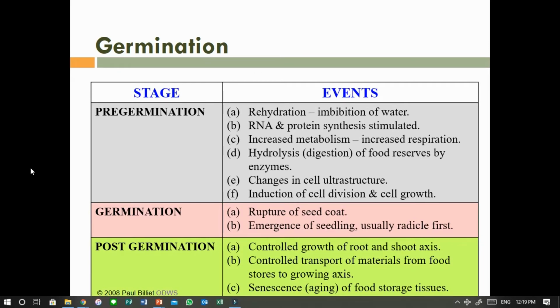These are the various stages of germination. You're not responsible for this page, but I want to throw it in here so you know the terminology. You're responsible to know pre-germination, germination, and post-germination, and very generally understand it, but it's very high level. Rehydration is when you get water back in. RNA and protein synthesis, that makes sense. Increased metabolism is how it eats. Hydrolysis is basically adding water to the system and breaking down the food by enzymes. Ultrastructure is just a structure. And induction of cell division and cell growth.